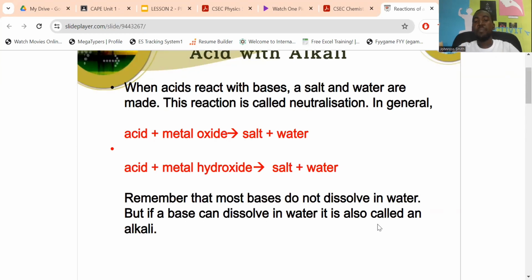And the same thing will apply for the metal hydroxide. So an acid and a metal hydroxide gives you the same water and salt. And that is the basis of reactions of acids with different compounds to give you different products.